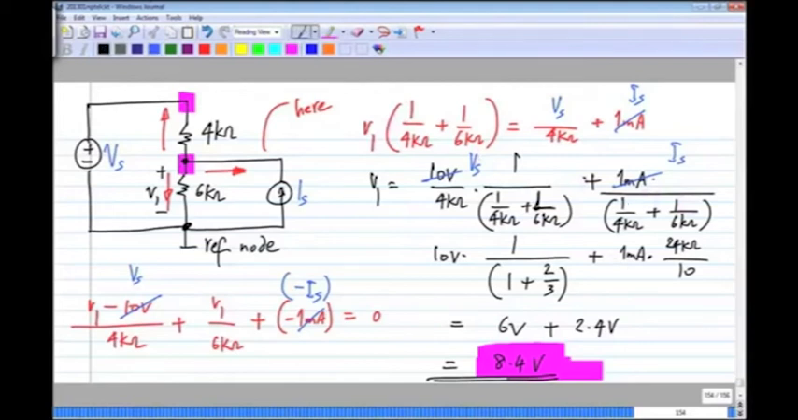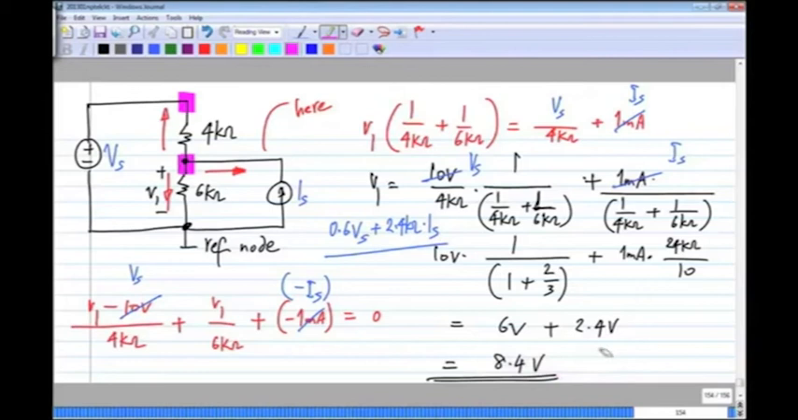So in this particular case, we will get V1 to be 0.6 times Vs plus 2.4 kilo ohms times Is. Okay. So if you substitute Vs equal to 10 volt and Is equal to 1 milliamp, you will get the total to be 8.4 volts. Okay. So hopefully this is clear, both how to solve circuits like this. This is a very simple circuit, and also the general idea of superposition.